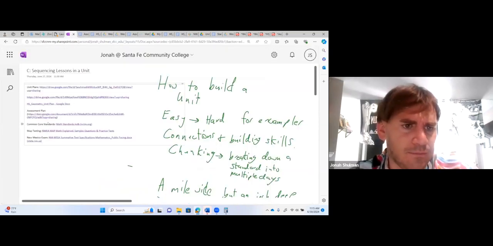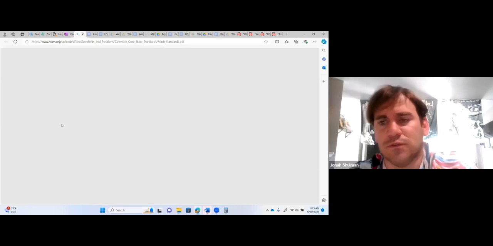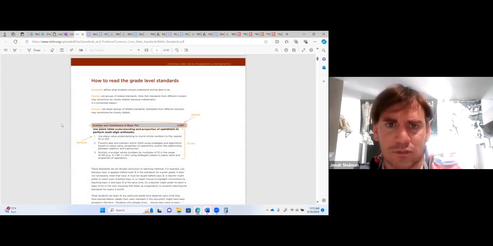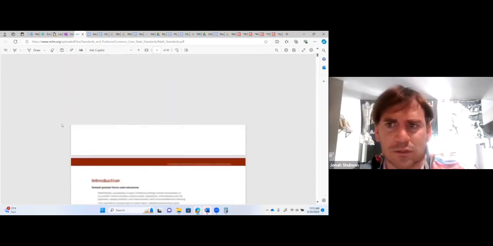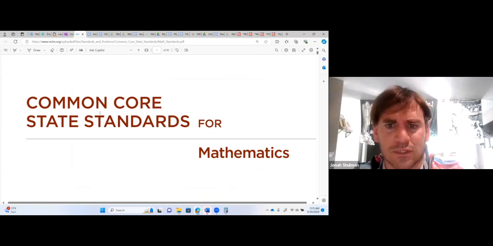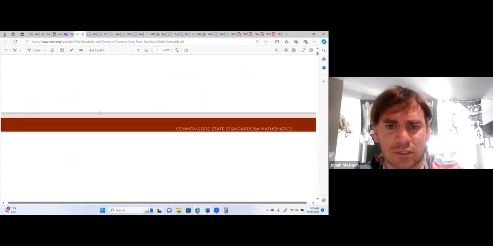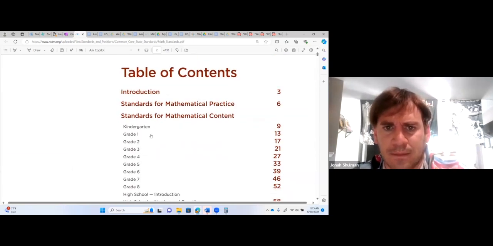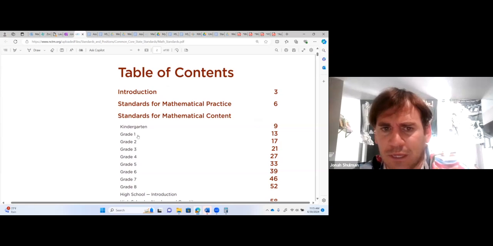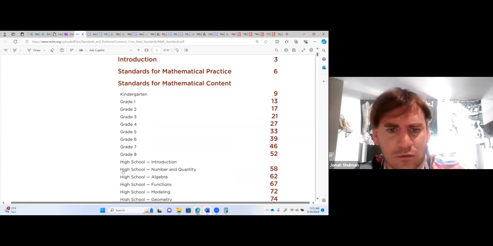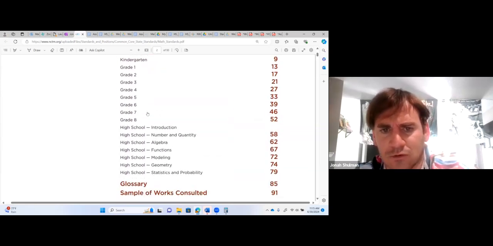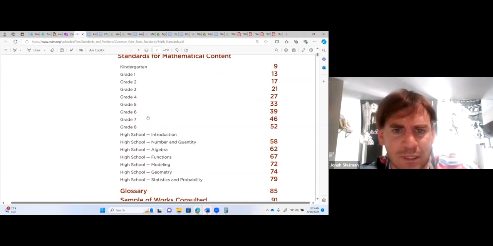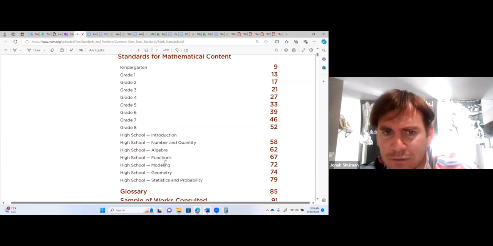So here's the Common Core standards. This is for national. Some states use their own, but this is kind of what it looks like. So this is the Common Core standards for mathematics. You click on it. It's got the standards, and then we have all the grades, grades 1 through high school, and these are all the parts of high school. I've taught basically every one of these, so I know most of the standards.